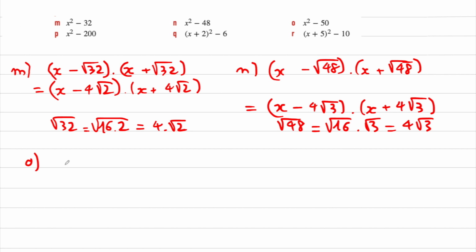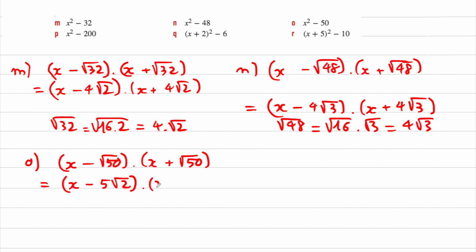Question O, you get x minus square root of 50 multiplied with the new one, x plus square root of 50. So square root of 50 means 25 times 2. Square root of 25, you get 5. And the next term will be x plus 5 multiplied by square root 2.